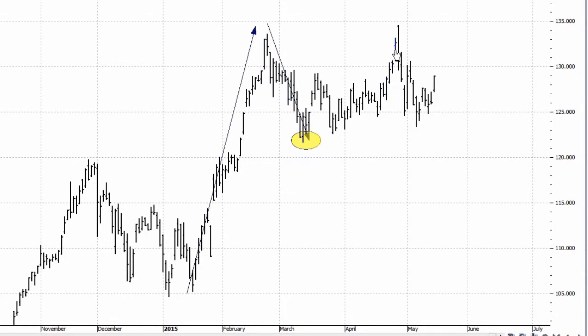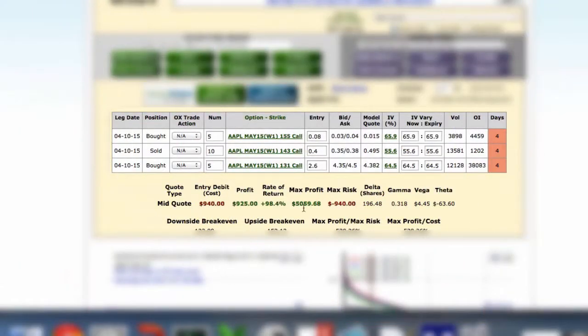target, and second, I did not want to be in this trade during an earnings release. So, we were able to close this case study for a nice 98.4% return on investment, which equates to a $925 profit in just a couple of weeks.